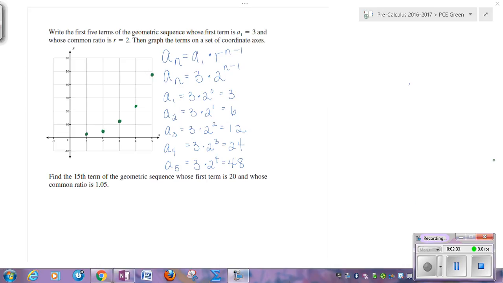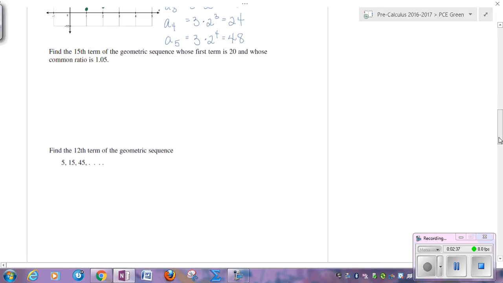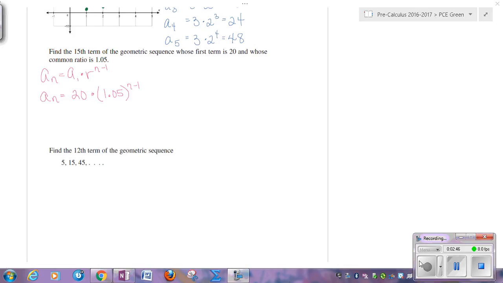It says find the 15th term of the geometric sequence whose first term is 20 and whose common ratio is 1.05. So go ahead and find that general form for me, please. Okay, so you should have a general form of 20 times 1.05 raised to the n minus 1. Everybody agree? It's so easy to work with you guys when everybody agrees with me all the time.